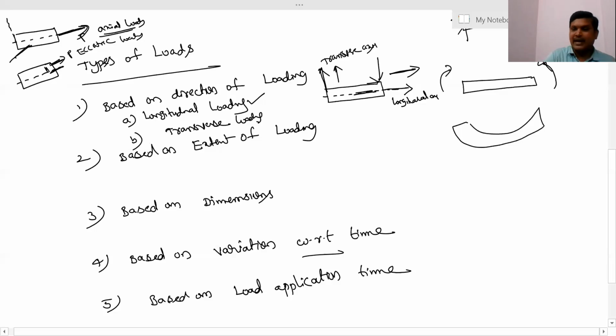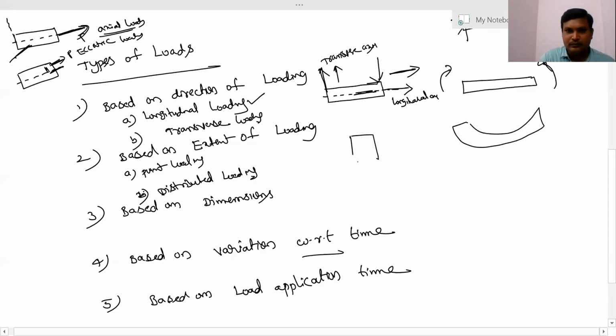And based on extent of loading: A, point load, and B, distributed loading. Point loading and distributed loading. Now I'm taking a chair. This is the 4 legs of this chair.